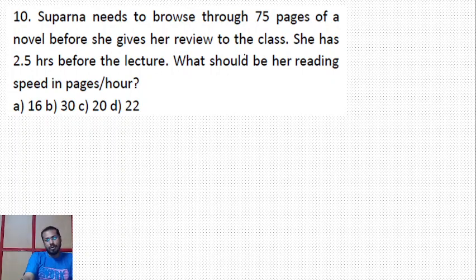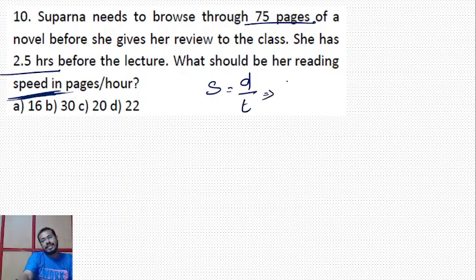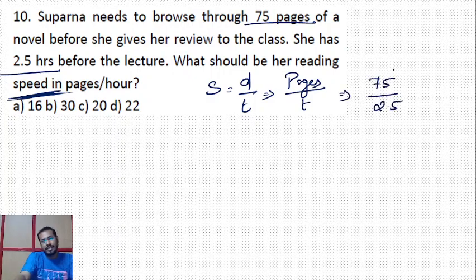Suparna needs to browse through 75 pages of a novel before she gives her review to the class. She has 2.5 hours before the lecture. What would be her reading speed? So they are asking about speed. Speed is equal to distance by time, but instead of distance here, they have given pages and time. So pages is what? 75 pages in 2.5 hours. So our answer will be 30. That's it.